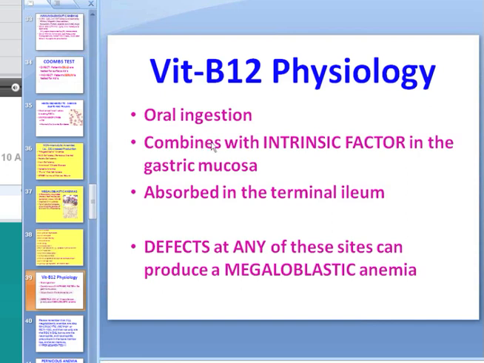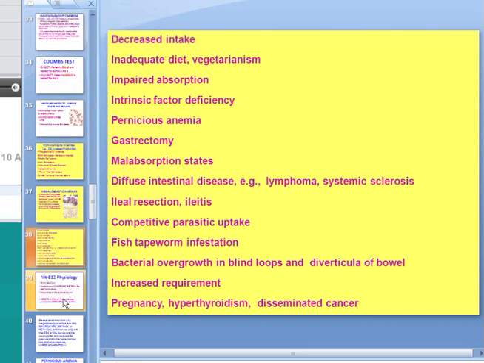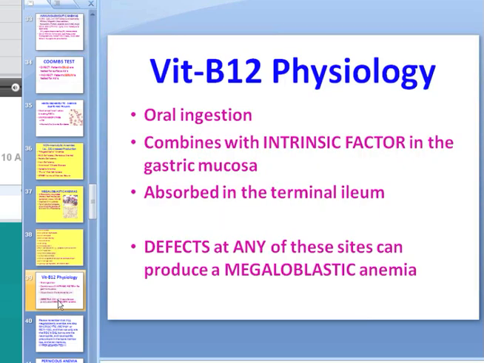It then combines with intrinsic factor, which is a protein made in the gastric mucosa. This vitamin B12-intrinsic factor complex is then absorbed in the terminal ileum. So just remember these three things. If you have defects at any of these levels, inadequate ingestion, stomach problems like gastritis or stomach cancer, or problems with the small bowel, malabsorption, blind loops, tapeworms, these are basically the three things that cause these megaloblastic anemias. And I prefer to think of it this way rather than that way, because that's stupid memorization, isn't it? This is an understanding of the process, isn't it?